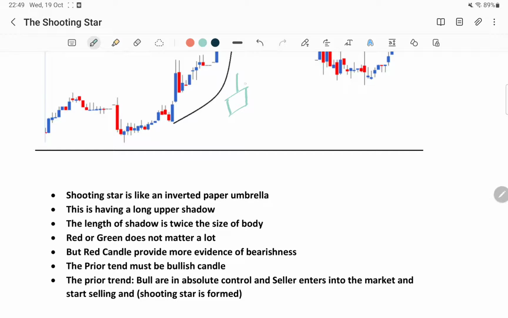A body will be there, and there will be an upper shadow and no lower shadow, but practically there may be a small lower shadow that you need to consider. So what is actually happening? Take the example, the stock is trading at around 100 rupees.